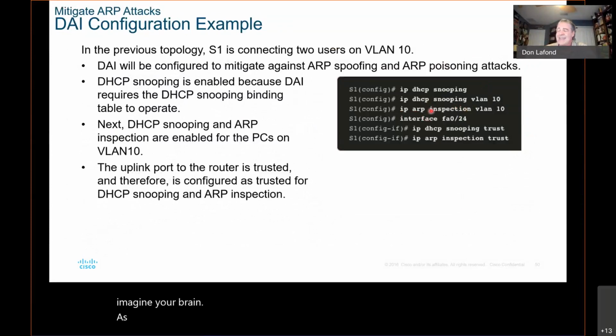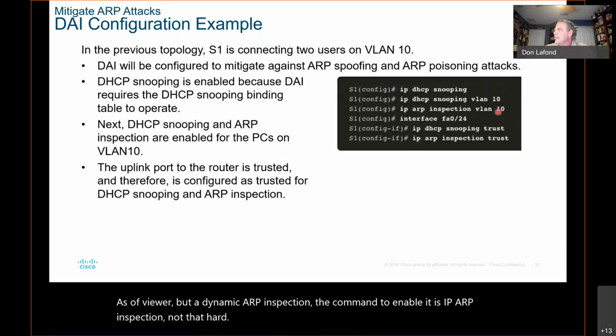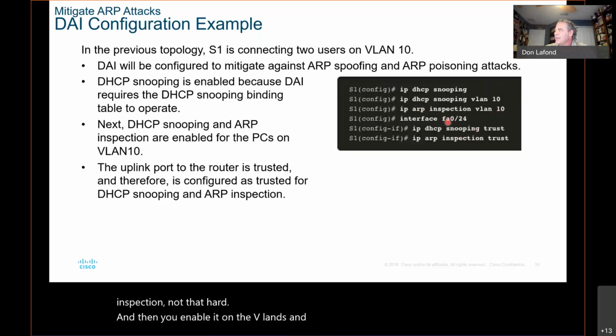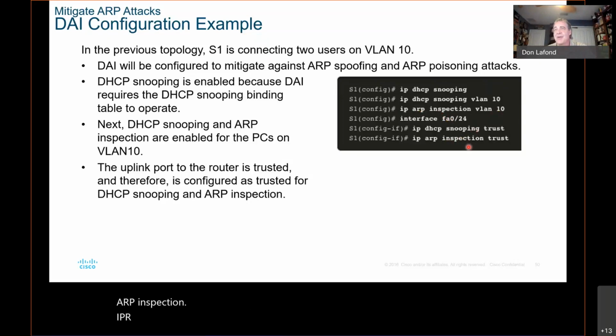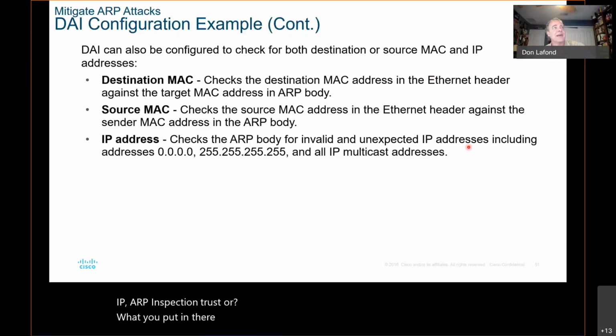But for dynamic ARP inspection, the command to enable it is ip arp inspection. Not that hard. And then you enable it on the VLANs, and then you go into any interface that you want to also enable the command. And again, ip arp inspection enables DAI, dynamic ARP inspection. ip arp inspection trust, or what you put in there for non-trust.